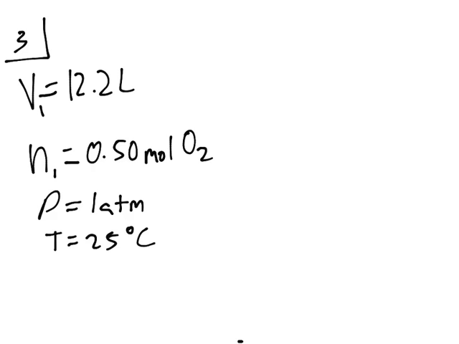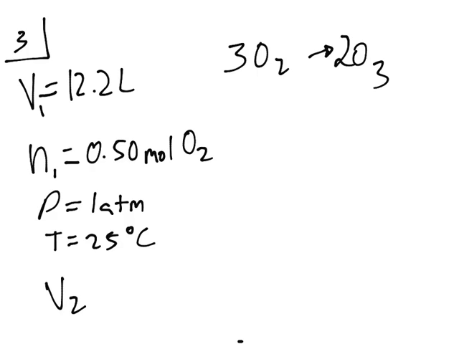If all of this oxygen is converted to ozone, which would be going from O2 to O3, and let's balance this real quickly, so it'll be like that. It'll be 6 on each side. So I'm going to read it again. If all of this oxygen is converted to ozone at the same temperature and pressure, what will the volume of ozone be? So they're asking us for V2.